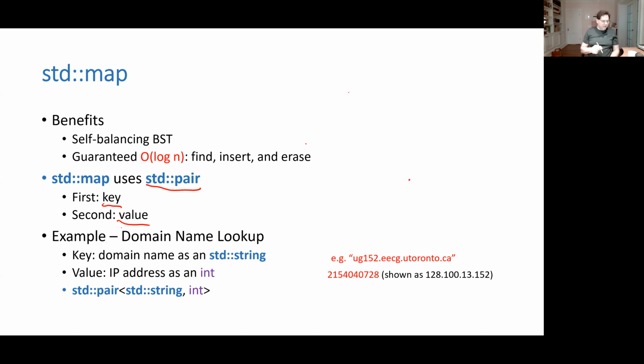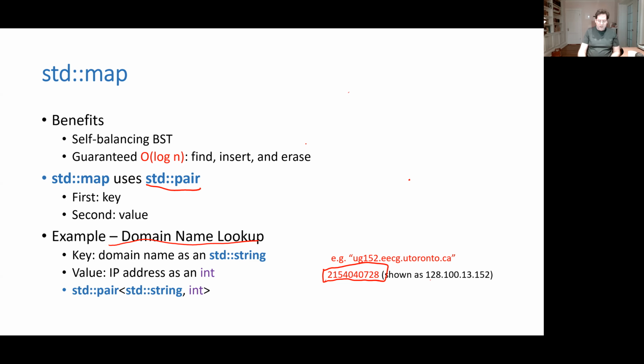So I'm going to give you an example of using a binary search tree. That's a domain name lookup. Domain name lookups are part of what makes the internet work. When you type in, I want to log into ug152.ecg.utoronto.ca, that's not how the internet actually works. The internet actually works with IP addresses, 32-bit integers like this. This would be an IP address, just a 32-bit number.